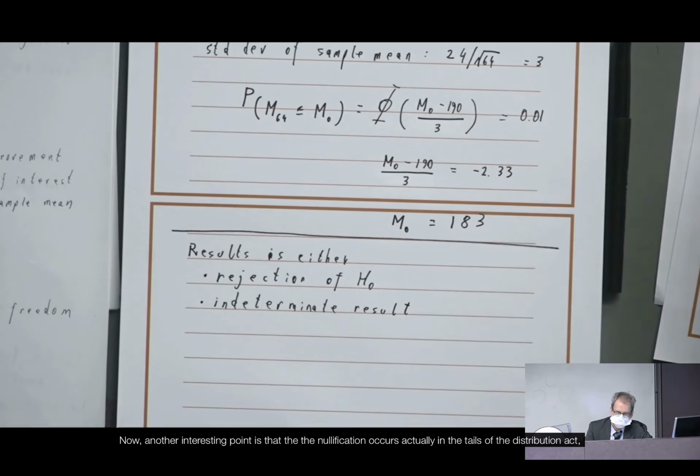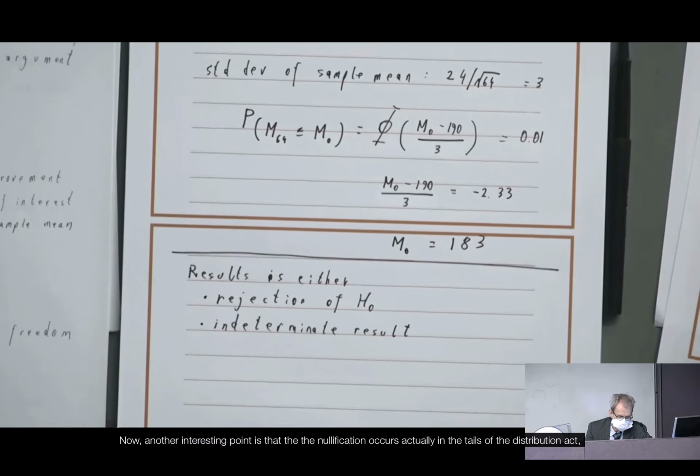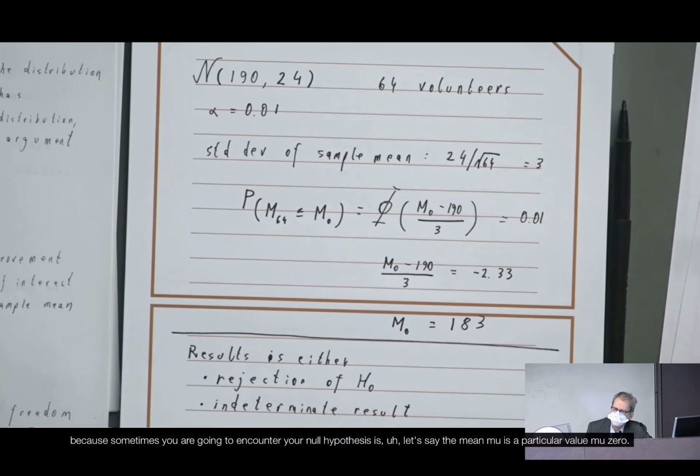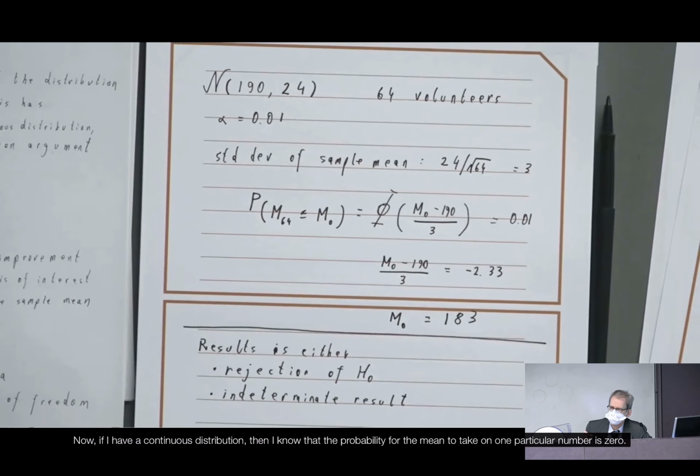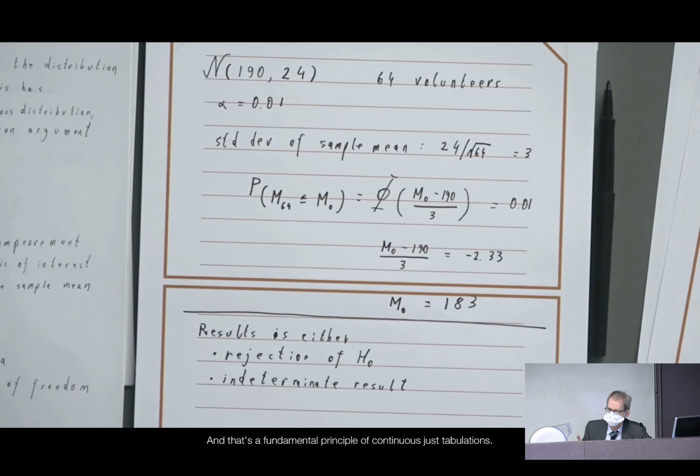Now, another interesting point is that the nullification occurs actually in the tails of the distribution, right? Because sometimes you are going to encounter a null hypothesis where, let's say, the mean mu is a particular value mu0. Now, if I have a continuous distribution, then I know that the probability for the mean to take on one particular number is 0. That's a fundamental principle of continuous distributions. So if I wanted to reject my null hypothesis, with the null hypothesis being the mean is exactly mu0, well, I know the null hypothesis cannot be true, because there is no probability that I take on this particular exact value. But that's not really how the problem is formulated.